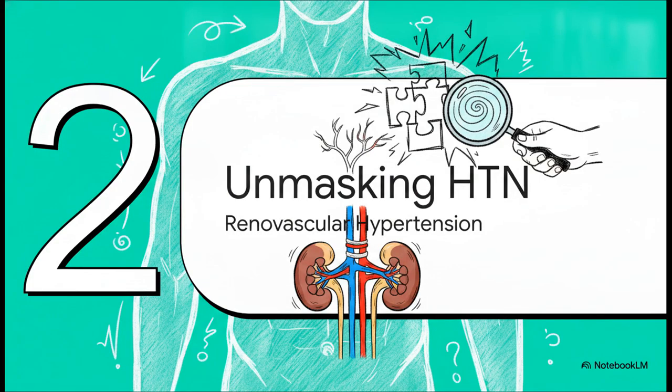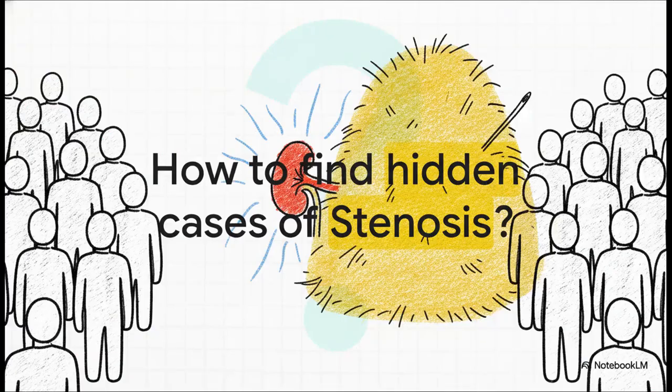Moving right along to Section 2, Unmasking Renovascular Hypertension. So here is the crucial question. Out of all the patients presenting with high blood pressure, how do clinicians spot the less than 10% of cases that are actually driven by a hidden mechanical narrowing of the renal artery, what we call renal artery stenosis? It's totally a needle in a haystack situation, right? Because standard blood pressure tests won't show us this underlying cause.